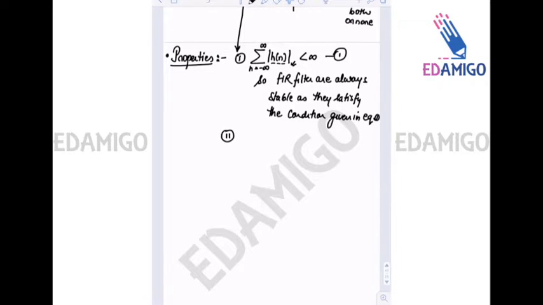Okay. Second, as we know, an IIR filter can never be linear phase. So the property of FIR filter is that an FIR filter can be designed with a linear phase. Okay. Next property. Now this is a very important property. Now let's look at this property.